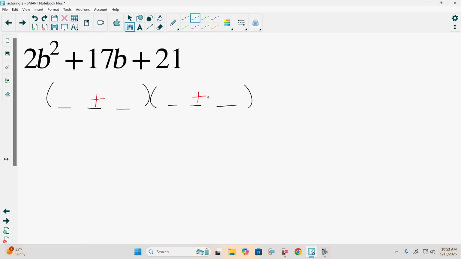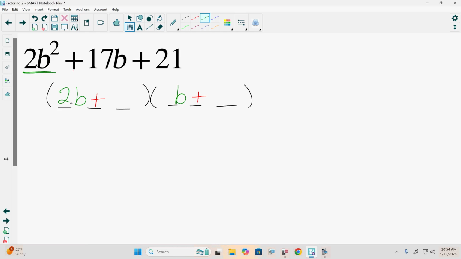Now we need to find the factors of the first and third term. So our first term is 2b squared, yes? If we look at the variable b squared, well, its only factors are what? B and b. So the only way that works, no matter what our number is, it has to be b and b. We can plug it in. What are the factors of 2? 1 and 2. Are there any other factors? No.